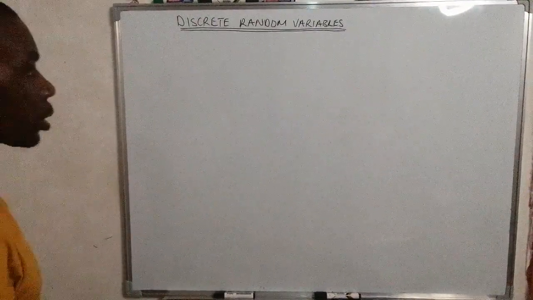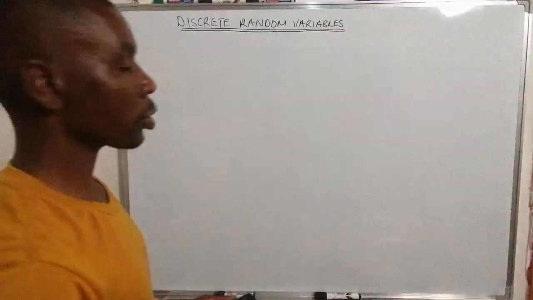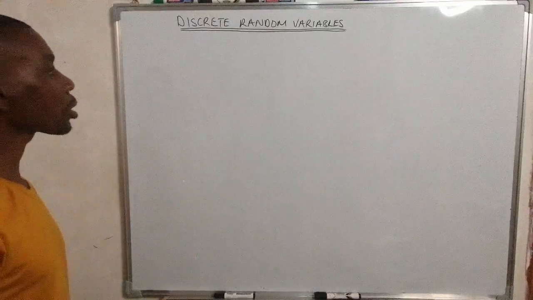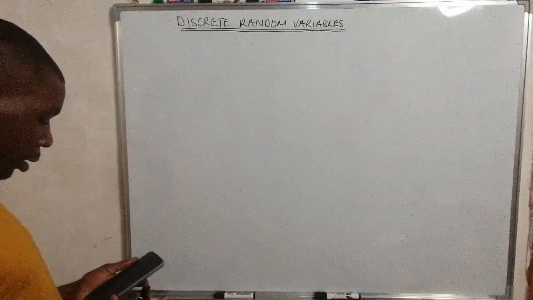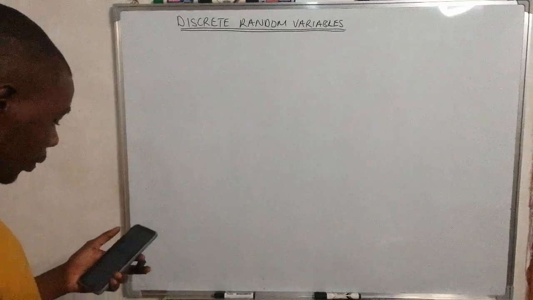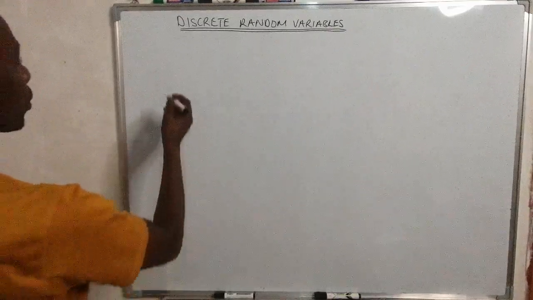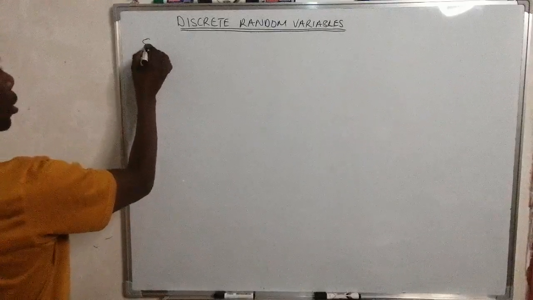Welcome once again. In today's video, we are going to talk about discrete random variables. Suppose that x has the following properties.